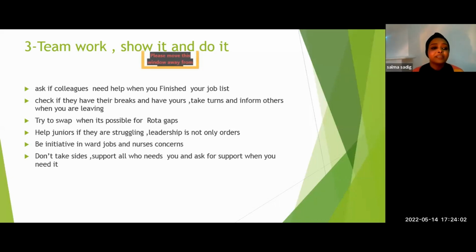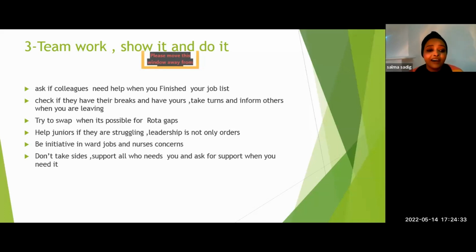Try to swap when it is possible for the rota gaps. And again, it's very easy, you know, to get into that pressure of saying yes to the rota gap constantly in order to prove something. You're not proving anything, believe me. You're just going to pressure yourself. So if it is possible, when it's okay and it's not pressuring you, swap for the rota gaps and help out. It will be counted.